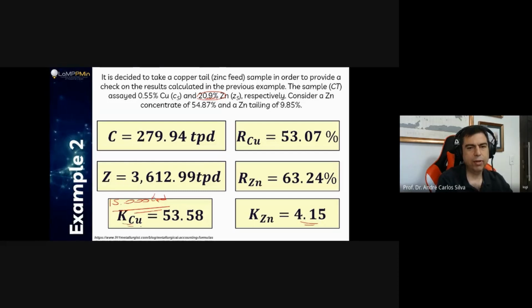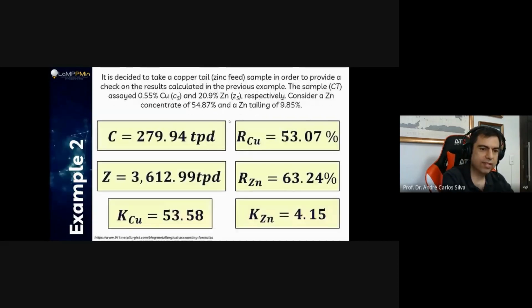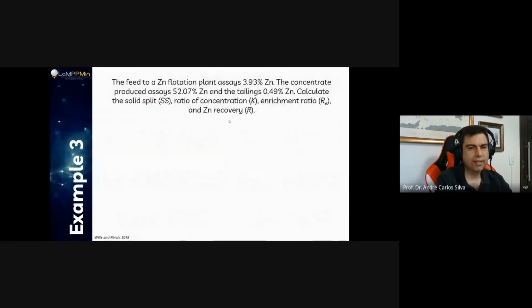And the K for the copper, since the copper is only 0.555%, you're going to end up having the K so big like this. And you can also calculate the mass recovery and so on. Okay, so that was the second example, and then we have a third example.